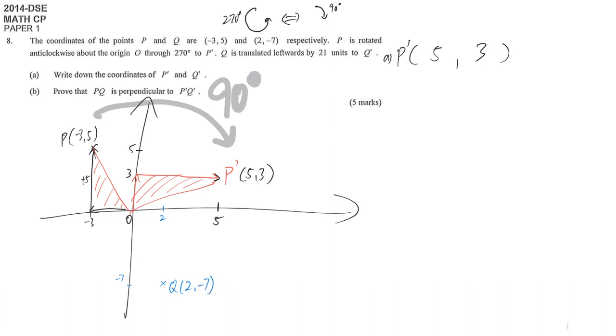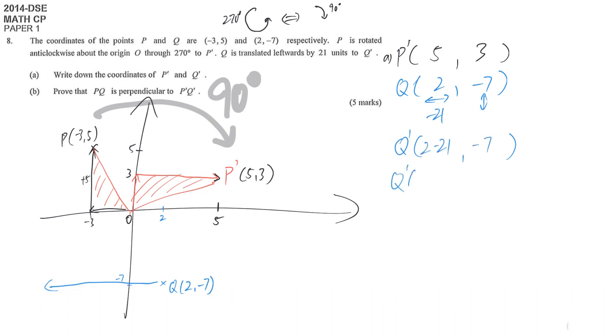And then Q is translated leftward by 21. So it goes to the left-hand side. Q is 2, -7. Going left affects the left-right direction here. Therefore, going left means it becomes smaller, and then we minus 21 from it. That's why the image Q prime is 2 minus 21. Then we get -19, -7. It's somewhere around here, -19 here.